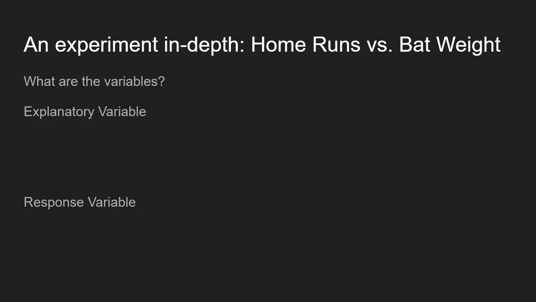All right. So, hopefully you came up with the explanatory variable. The thing that we're changing is the bat weight, the weight of the bat, either 28 or 30 ounces. Right? 28 or 30 ounces for that bat weight. We have two. And then hopefully you came up with your response variable, which is whether or not we're getting a home run. If we hit a home run, that is our success. If we don't hit a home run, that's considered not a success.